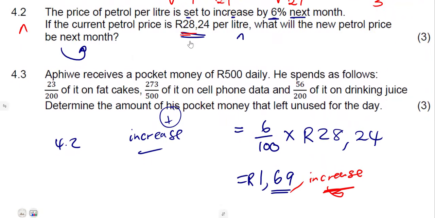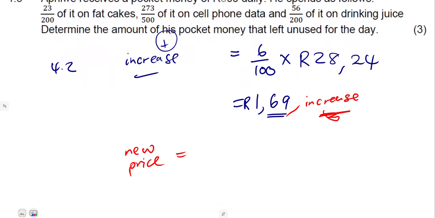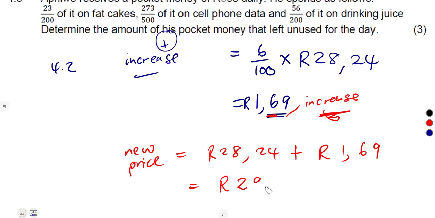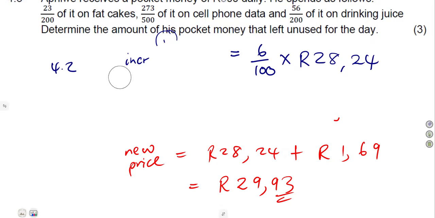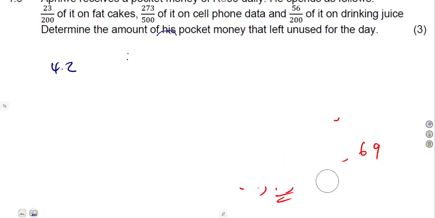Remember, our original price was 28.24. 28.24 plus our increase, we add 1 rand 69. So the petrol price at the end of the day will be 29.93. This is our new price. All right, guys, this is mathematics. We can work out this one in as many ways as we can.